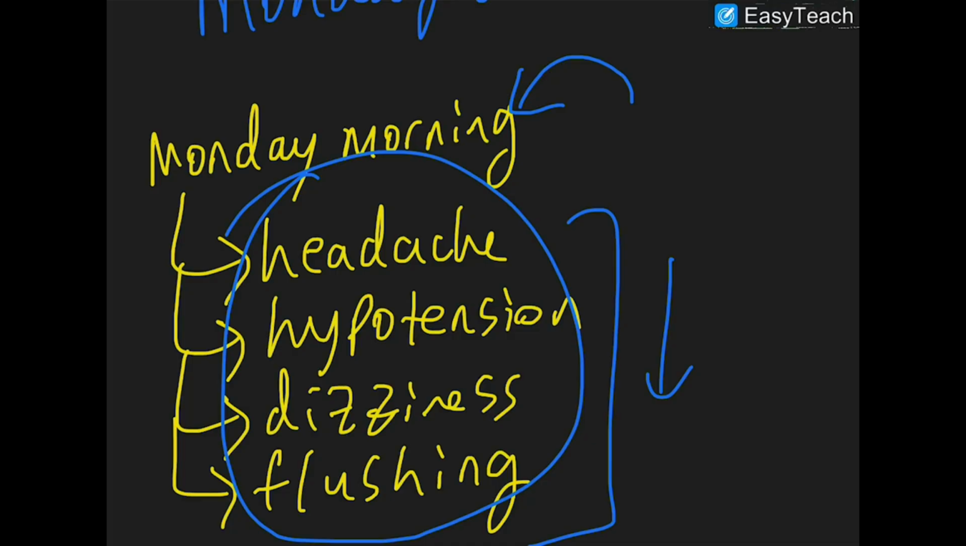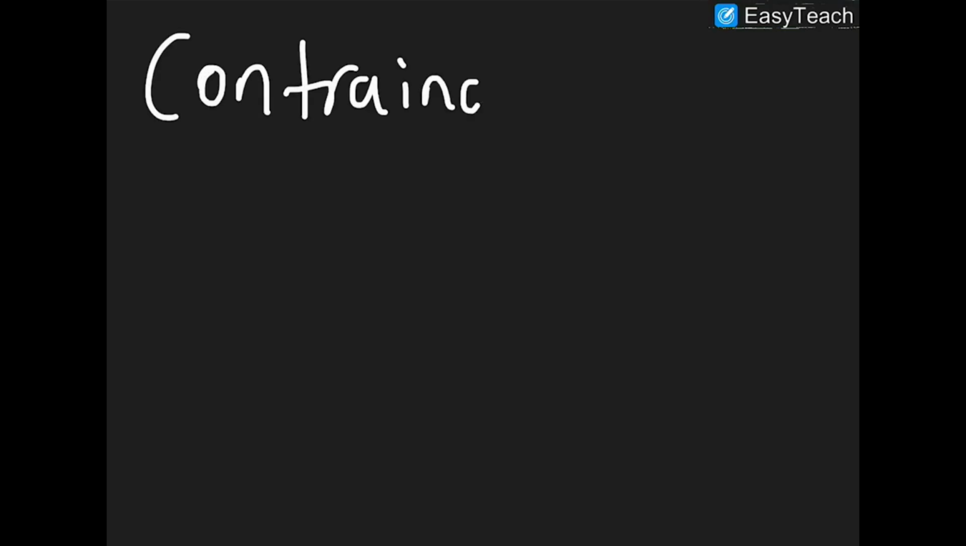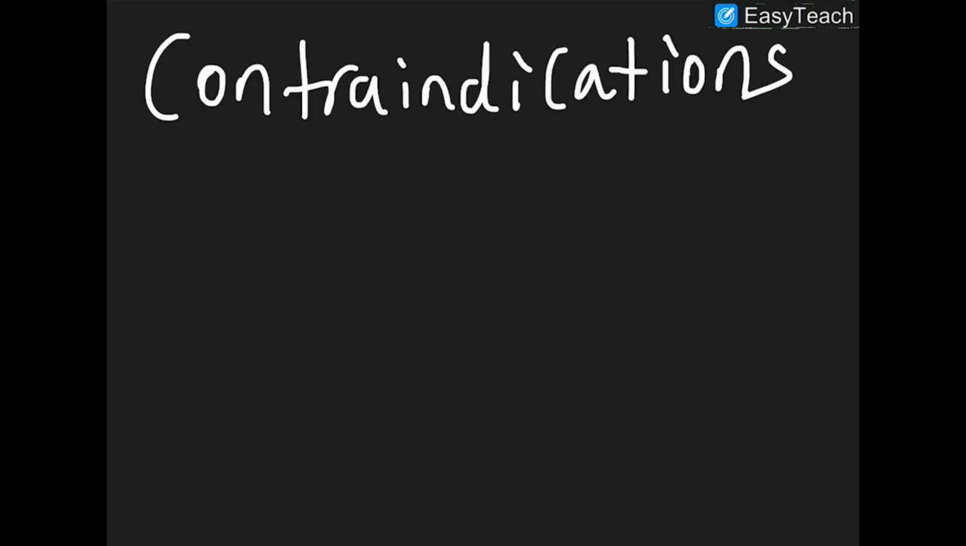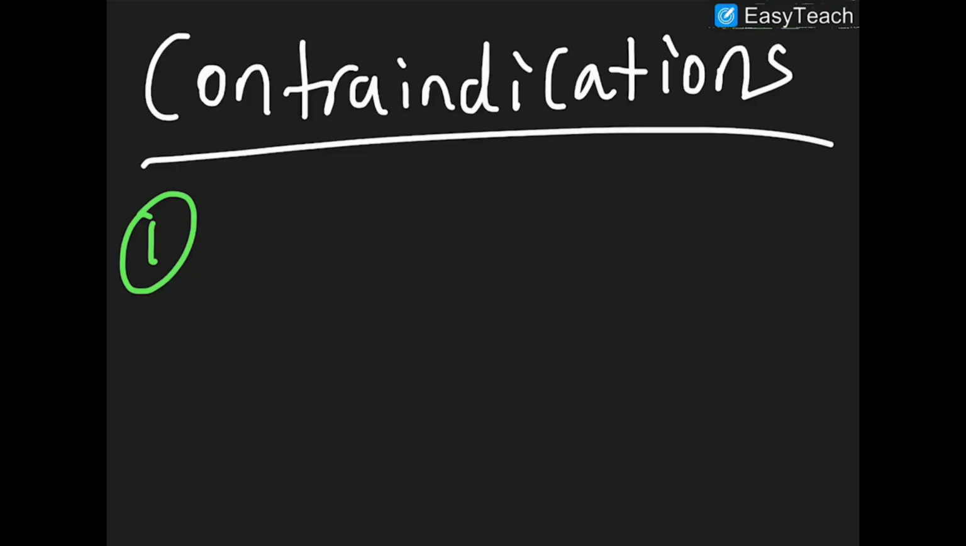Okay, so that's Monday disease, and now let's move on. We talked about all the adverse effects, so let's talk about the contraindications. Let's label this slide as contraindications. When should you not use nitrates? That's basically what contraindications mean: in what scenario should you not use nitrates? The first contraindication would be right ventricular infarction.